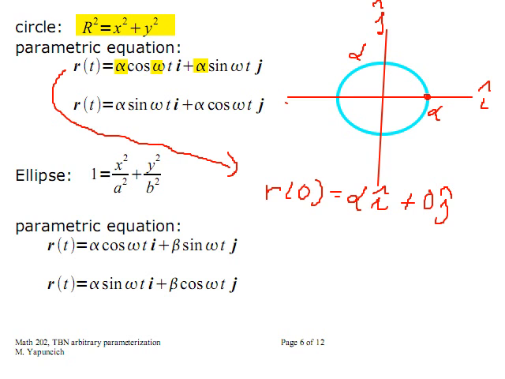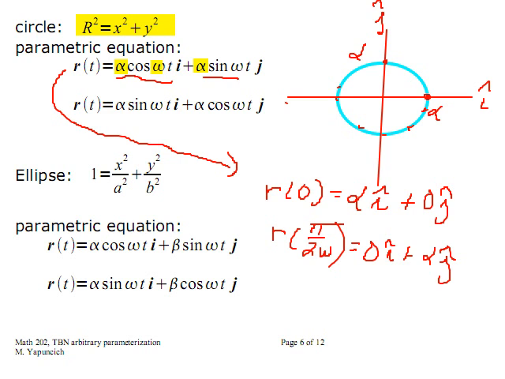Now let t progress to pi over 2 omega. You have to throw the omega in here. So when it's pi over 2 omega, the i term will be 0, because this will be the cosine of pi over 2, which is 0. The sine of omega t evaluated at pi over 2 omega will be 1. So now we have 0 in the i direction plus alpha in the j direction, and that is this point right here. Now you can continue on as t changes. You just grab more of these points, moving around the circle.